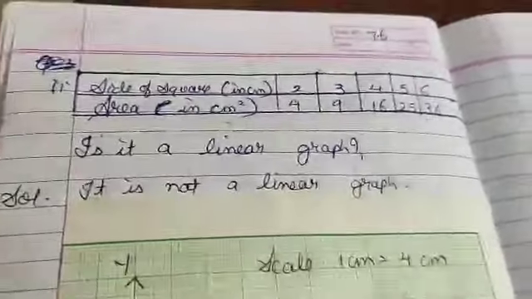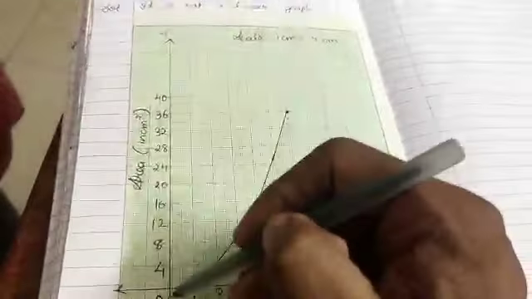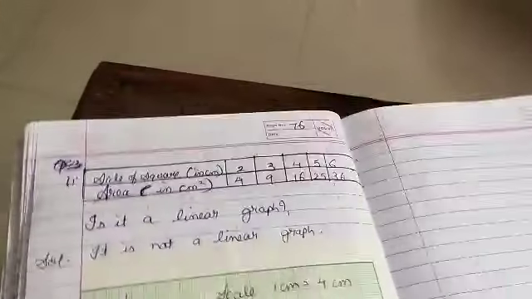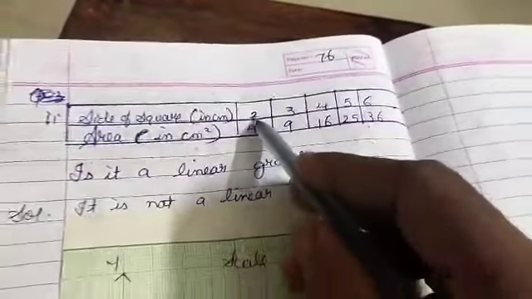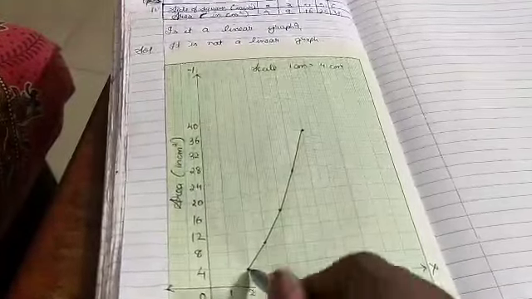Now we have to see whether it is a linear graph or not. So let us see, draw the x-axis and y-axis. I had taken 1, 2, 3, 4, 5, 6 on the x-axis, and I had taken 1 centimeter equals 4 centimeter area. Then one by one try to plot all the points asked. That is, if the side of a square is 2, the area is 4. Both points will meet over here.